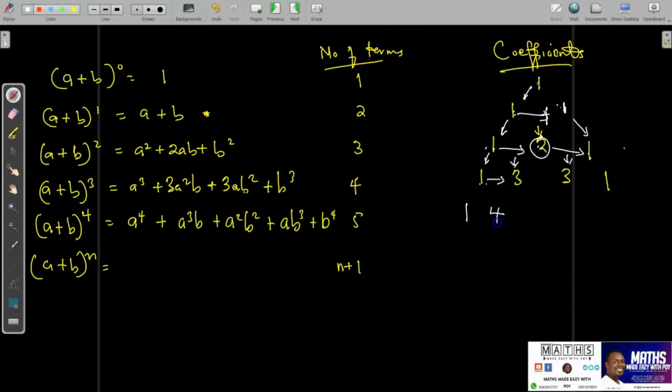4. You write the 4 down. Then add on the 3 to the 3. What do you have? 6. Add on the 3 to the 1. What do you have? 4. And then does this have anything to be added on to? No. So we have what? 1. Okay. So that is the coefficient of power 4.